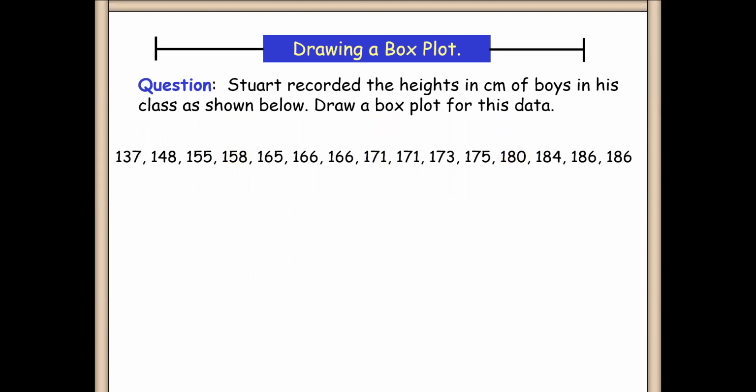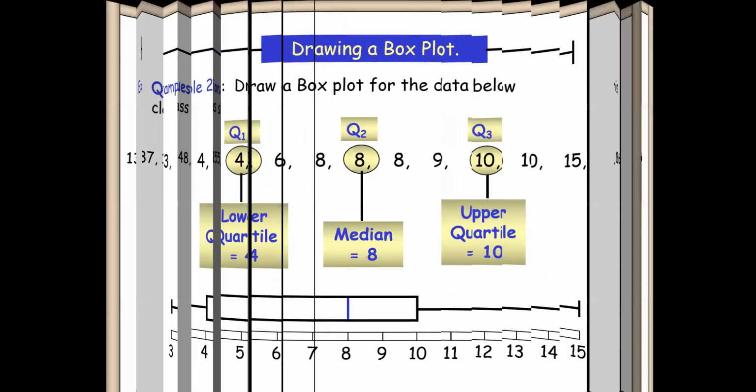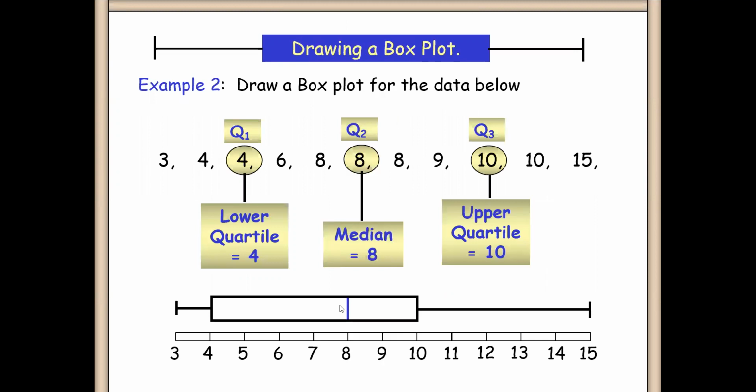Does the skewing only have to do with the median inside the box, like nothing to do with the whiskers?